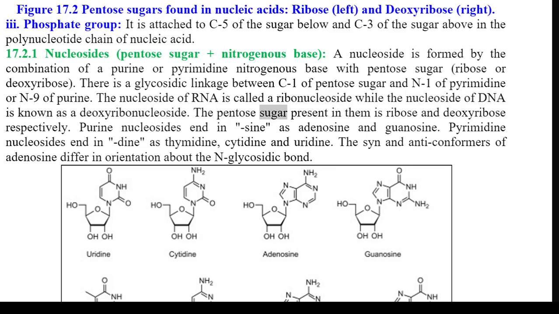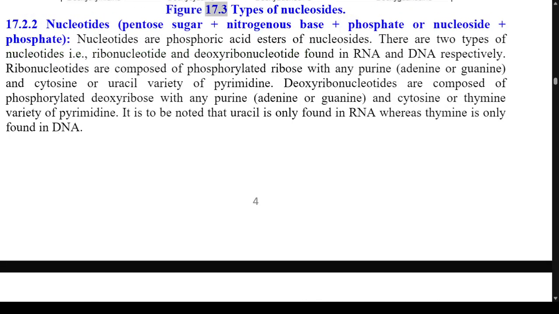The pentose sugar present in them is ribose and deoxyribose respectively. Purine nucleosides end in -sine, as adenosine and guanosine. Pyrimidine nucleosides end in -dine, as thymidine, cytidine, and uridine. The syn and anti conformers of adenosine differ in orientation about the N-glycosidic bond. Figure 17.3 Types of nucleosides.